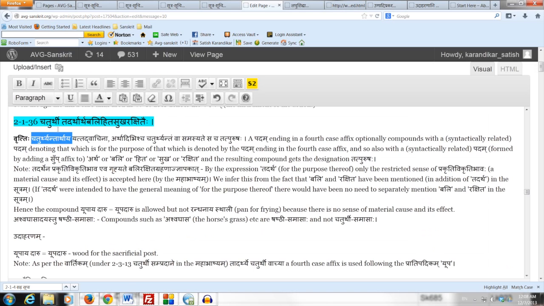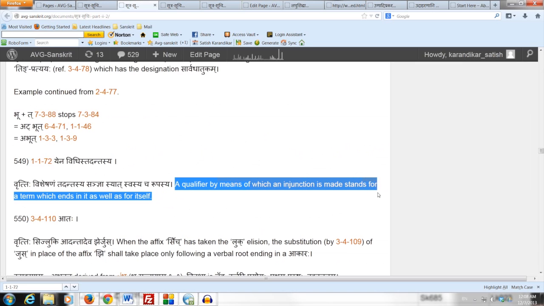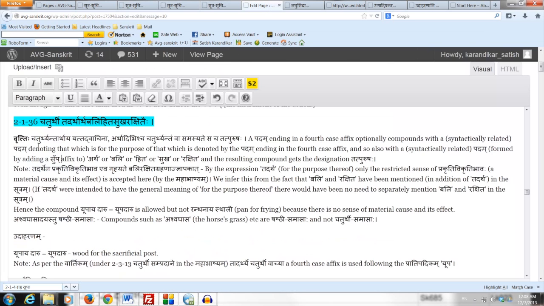And why do we say Chaturthyantarthaya? First of all, Chaturthi stands for Chaturthyantam because of the Paribhasha Sutram Yena Vidhistadantasya, which we know very well. So a qualifier by means of which an injunction is made stands for a term which ends in it as well as for itself. So Chaturthi stands for Chaturthyantam. Chaturthyantam is a padam, it is a word. And obviously we cannot have something which is for the purpose of the word itself. We can have something which is for the purpose of the thing denoted by the word.